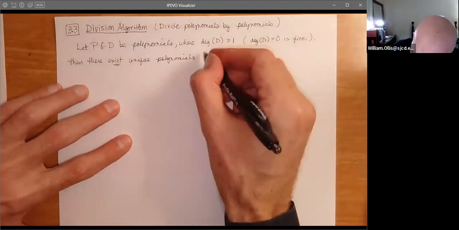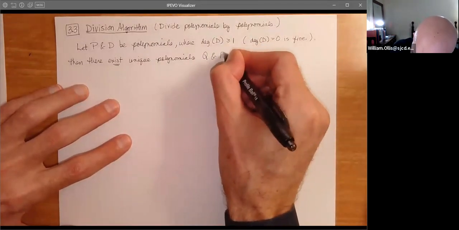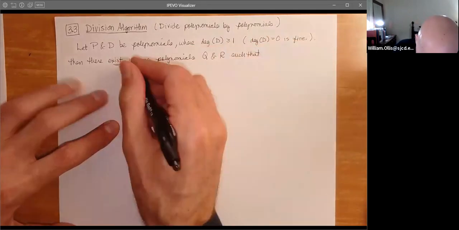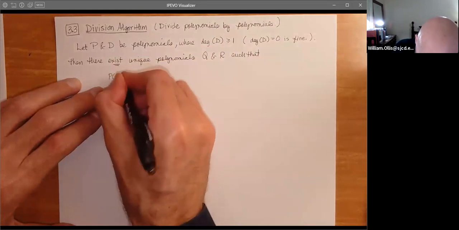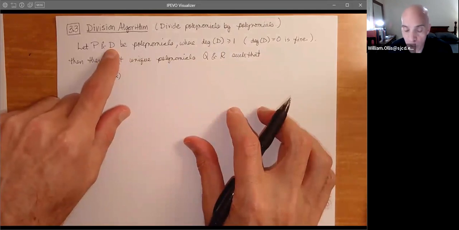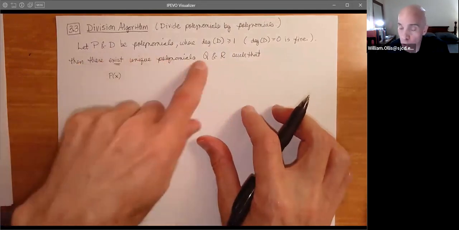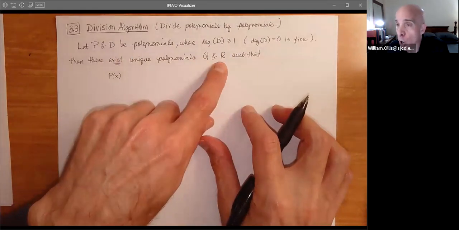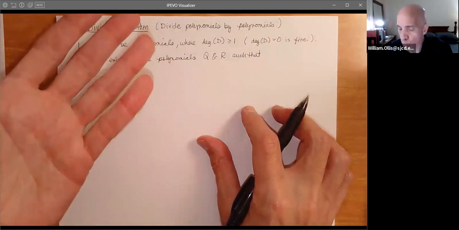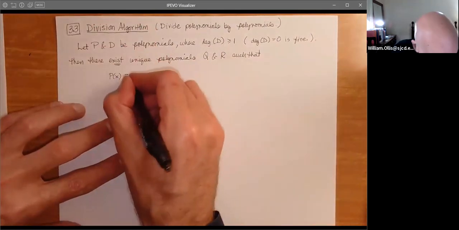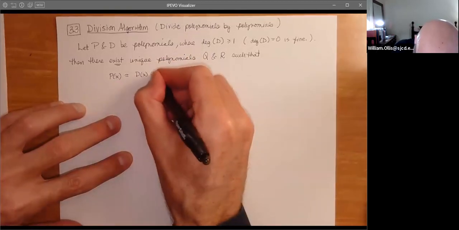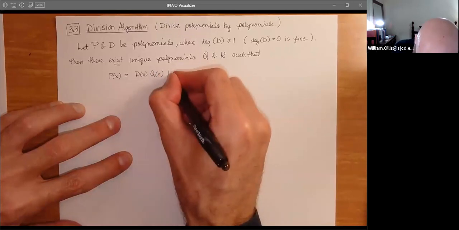So we have unique polynomials Q and R such that, is P of X, and we're using these letters to represent words. We'll think of D as divisor. Divide P by D. Q is going to be the quotient, and R is going to be the remainder. Dr. Stewart uses letters that are useful for remembering this. So P of X is the divisor D of X times the quotient plus the remainder.